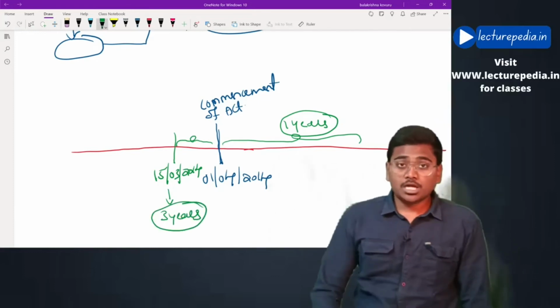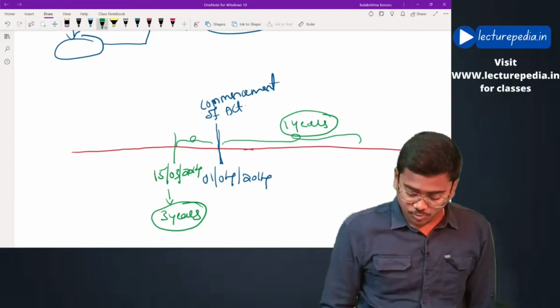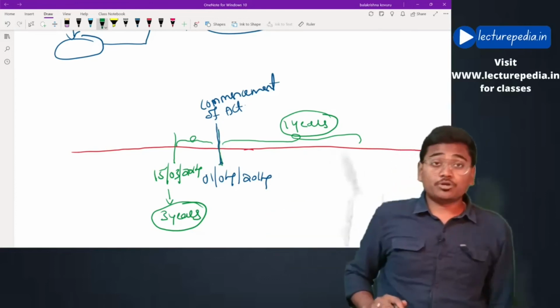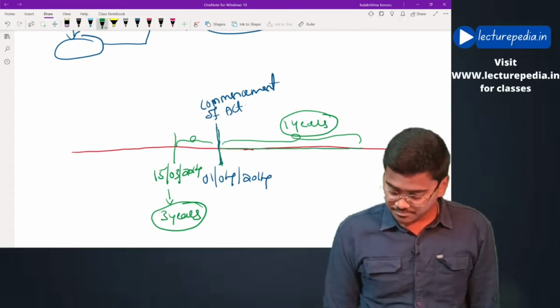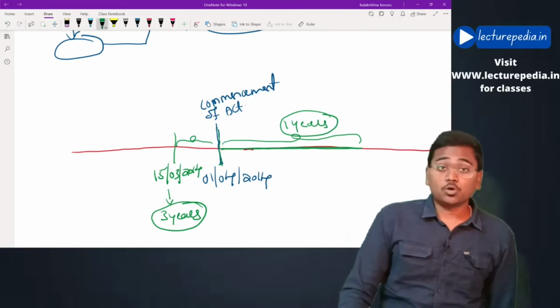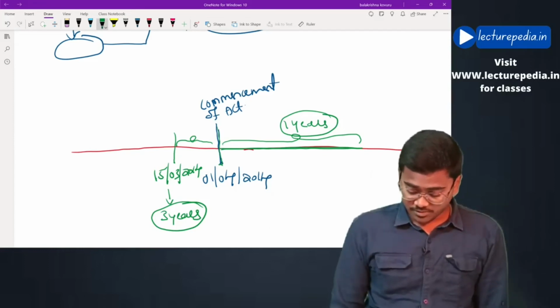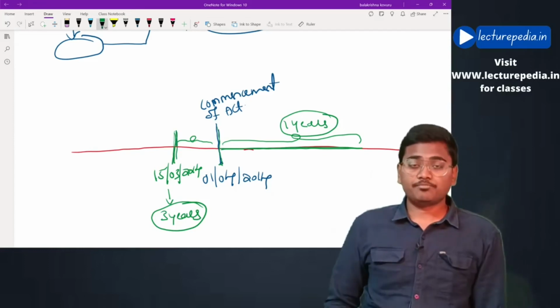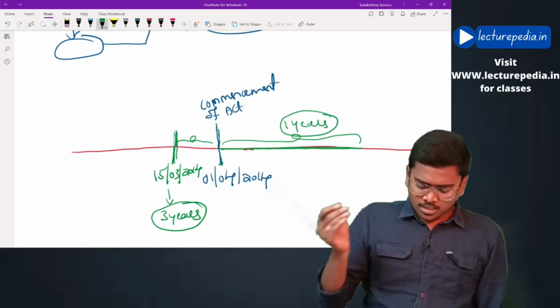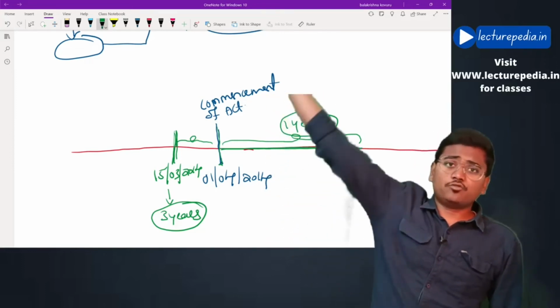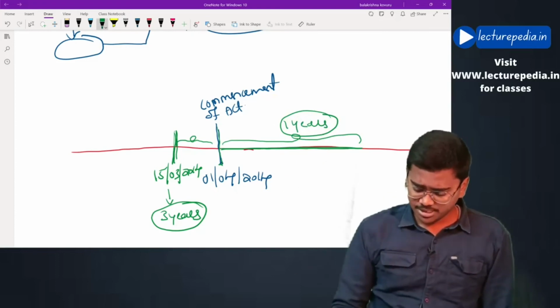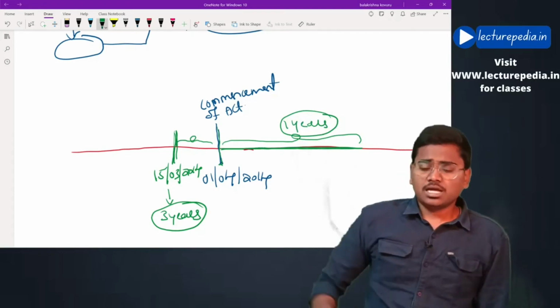Okay, now after 15 days, this new provision has come, and as per the new provisions, the company has to repay the amount within 1 year. Now all the companies which have raised deposits went to NCLT. Let's say if the companies have raised deposits in 2013-14, by this time the maturity date would have been reached and they will repay.